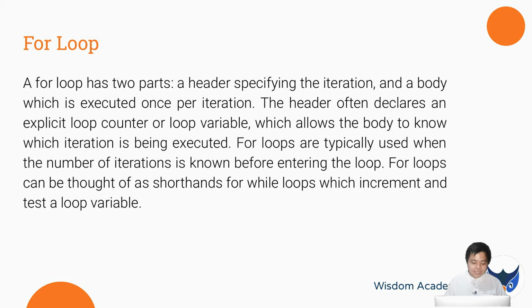Okay. Next, I see for loop. A for loop has two parts, a header specifying the iteration and a body which is executed once per iteration. The header often declares an explicit loop counter or loop variable which allows the body to know which iteration is being executed. For loops are typically used when the number of iterations is known before entering the loop. For loops can be thought of as shorthands for while loops which increment and test a loop variable.